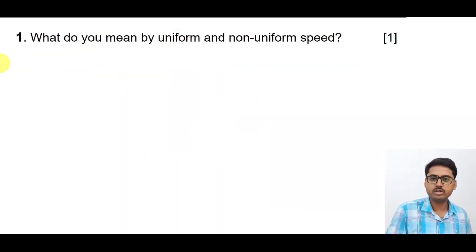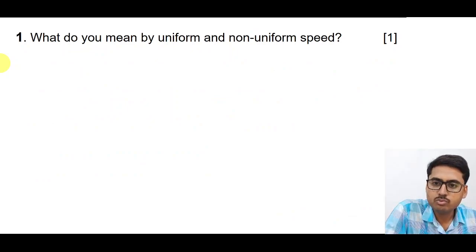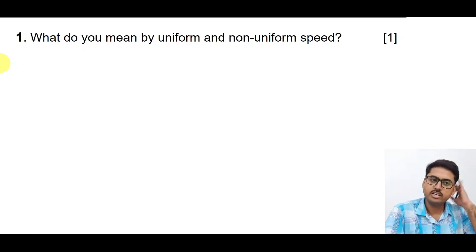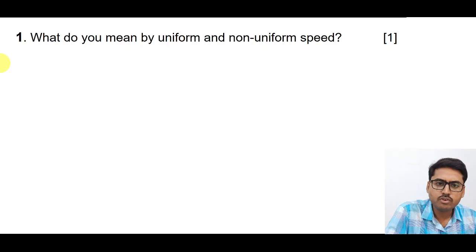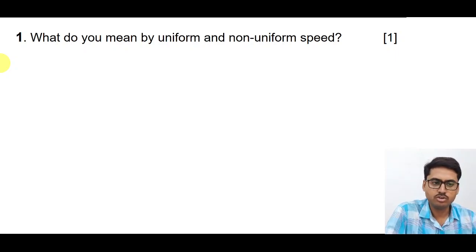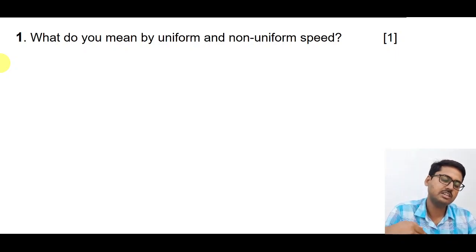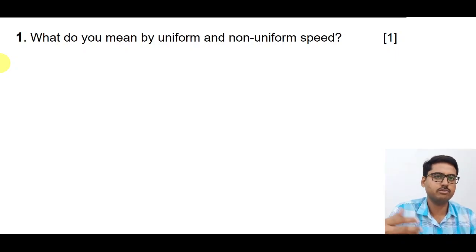The question number 1 is what do you mean by uniform and non-uniform speed? Okay, or uniform motion and non-uniform motion, right? So this question you can answer in 2 ways. You can either write in paragraphs, which I avoid generally. I want you to write the answer in points.